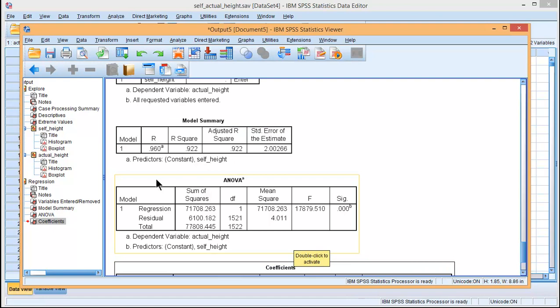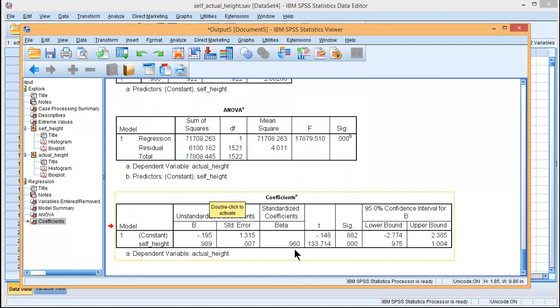And that equals the R value, which is a Pearson R, in the context of a bivariate correlation. So the correlation is 0.96. It's a very large correlation. And the standardized beta weight can be interpreted by saying for a 1 standard deviation increase in self-reported height, there is a 96% of a standard deviation increase in actual height. So it's almost a 1-to-1.